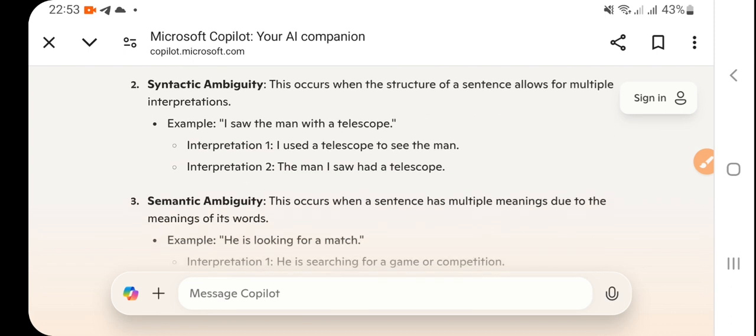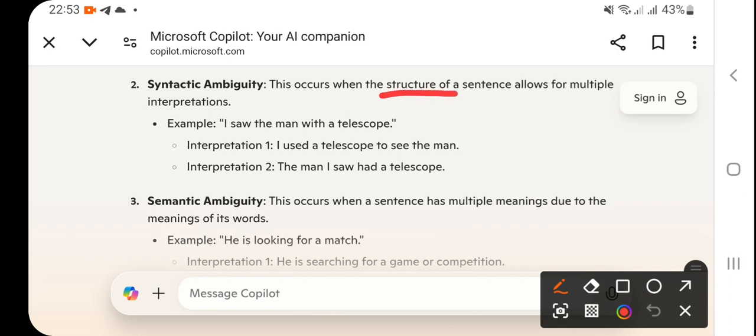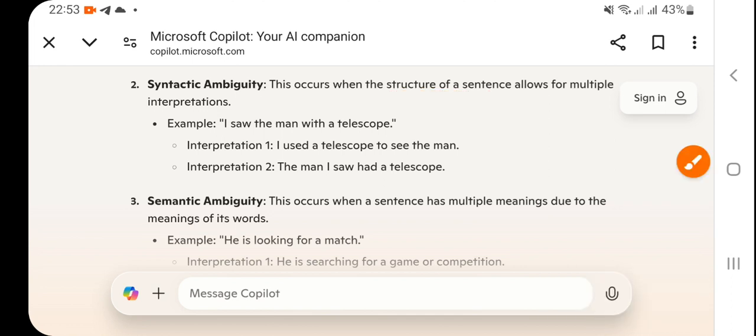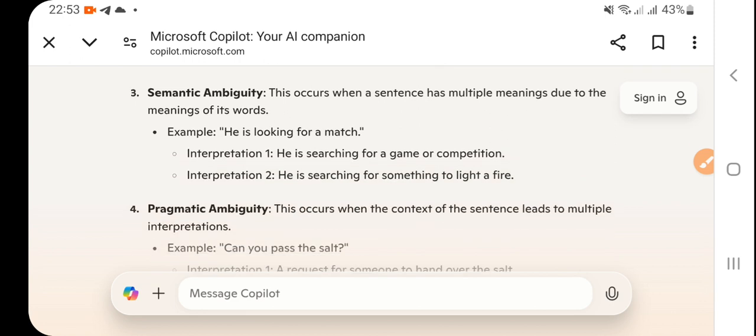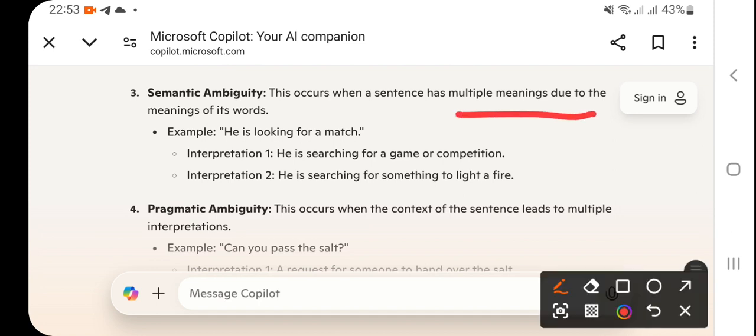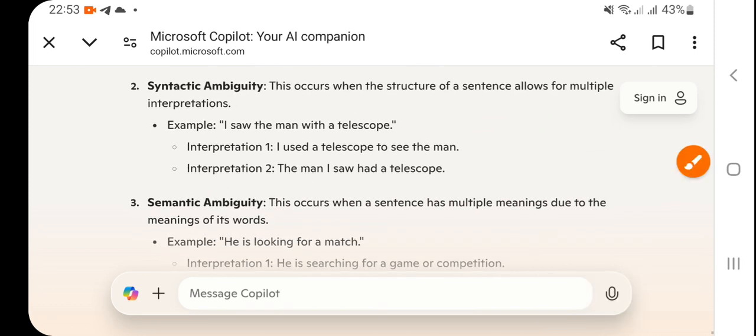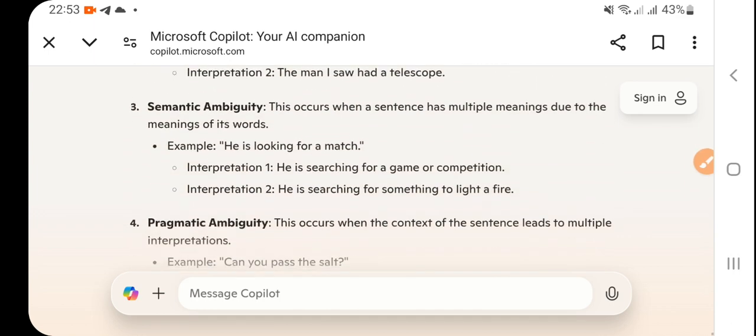Now syntactic ambiguity is when the structure of the sentence allows multiple interpretations. I saw the man with the telescope, we have already used this example. Either the man has the telescope, or I have seen the man with a telescope. So in one case the telescope is in my hand, and in the other it is in the man's hand. And then semantic ambiguity occurs when the sentence has multiple meanings due to the meanings of words, right?